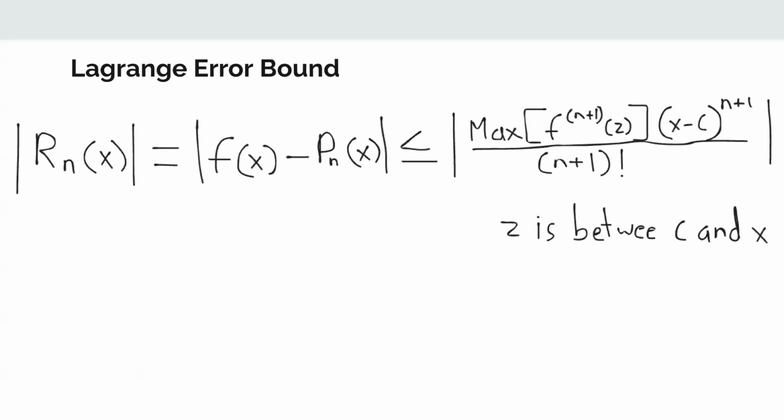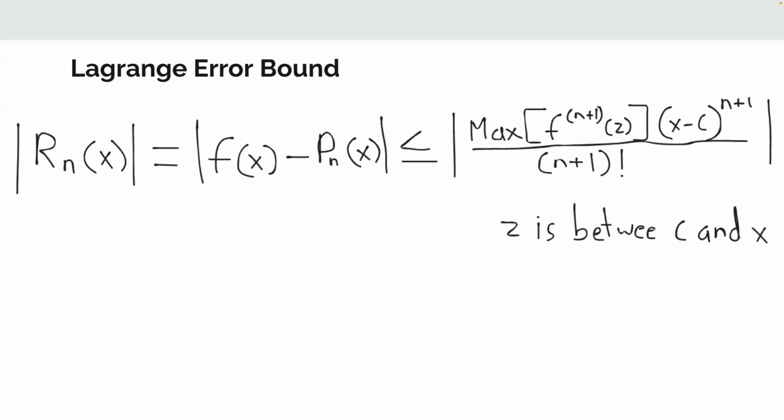All right, Lagrange error bound. The error R of n for a Taylor approximation: let's say the absolute value of f of x minus the nth degree Taylor approximation at x, how much the Taylor approximation is off by. That's the remainder, and that's going to be less than or equal to the max.